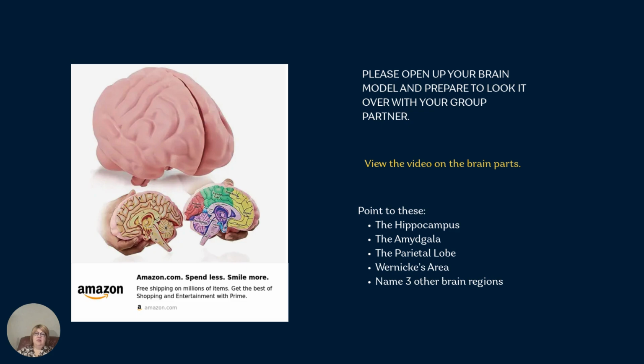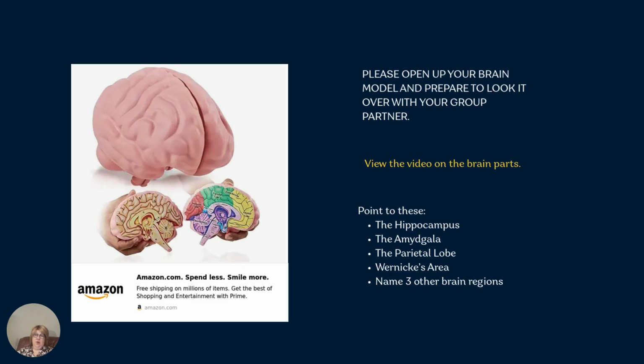So first of all, I want you to check the top of your desks and please open up your brain model and prepare it so that we can take a look at it with your group partner. Get together with your group partner, split the brain in half, see what's on the inside, and we're going to watch a video in just a sec after you get it all taken apart and look it over a little bit. We'll watch a little video on the brain parts, and it's pretty interesting.